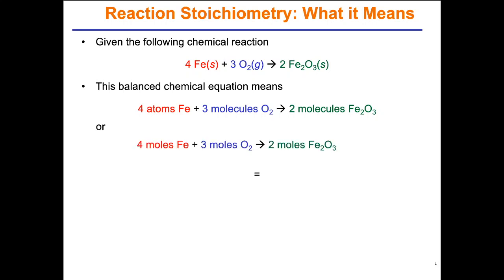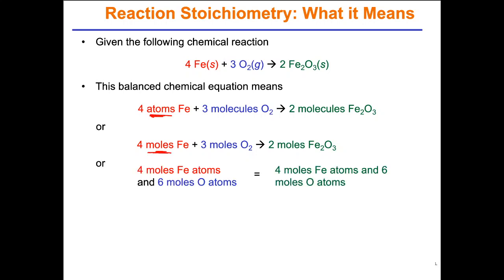Or we could say 4 moles of iron give us 3 moles of oxygen and 2 moles of iron oxide. Notice we can take these coefficients so that the equation is speaking of atoms, or speaking of moles. Or we could have 4 moles of iron atoms and 6 moles of oxygen atoms equal to 4 moles of iron atoms and 6 moles of oxygen atoms. So 4 moles of iron, 6 moles of O2, 4 moles of iron, 6 moles of oxygen. Sorry, not O2, just oxygen.